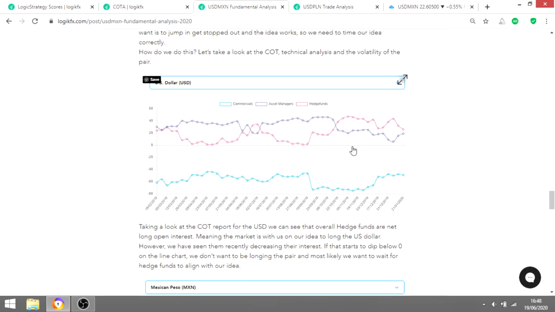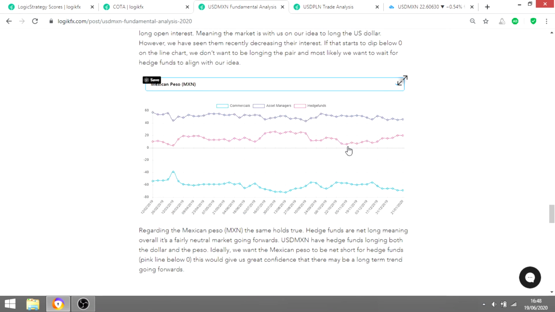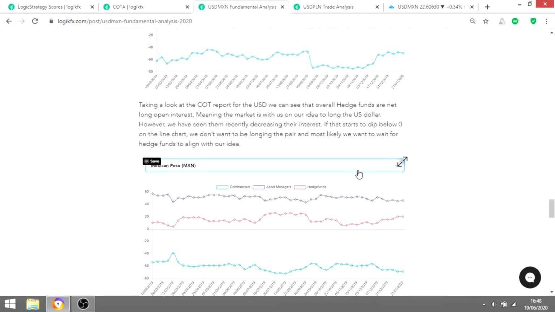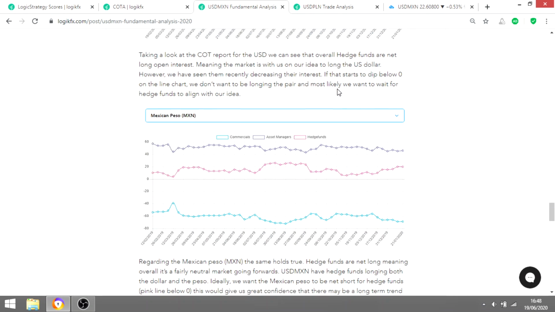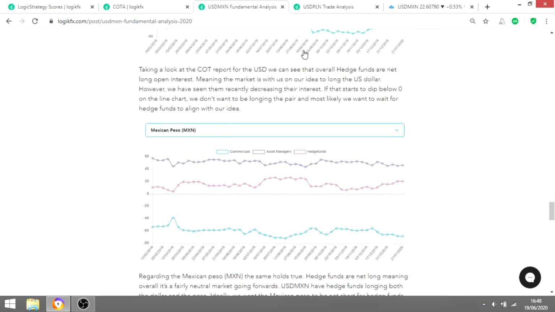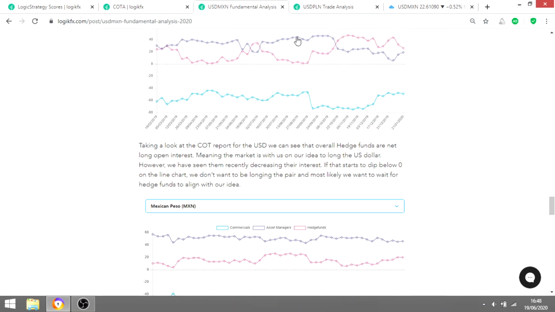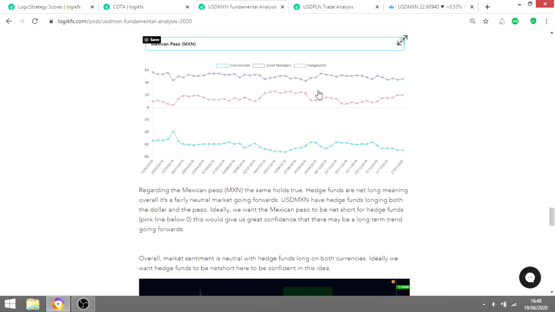But we saw that the US dollar was in a positive region. That means the pink line here, the hedge funds, their open interest in the markets was net long, meaning that they are actually longing the US dollar. But at the same time, they were also longing the Mexican peso. So the COT and the sentiment analysis kind of cancelled each other out. We weren't sure which way the market was going at the time, definitely.